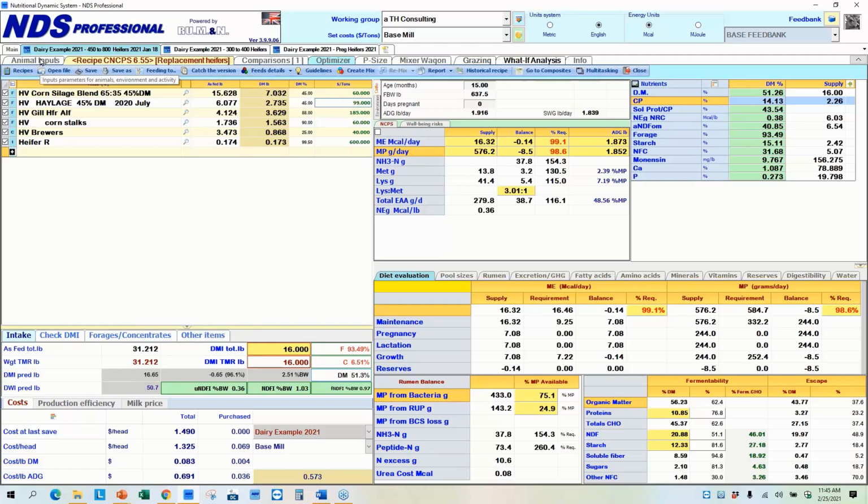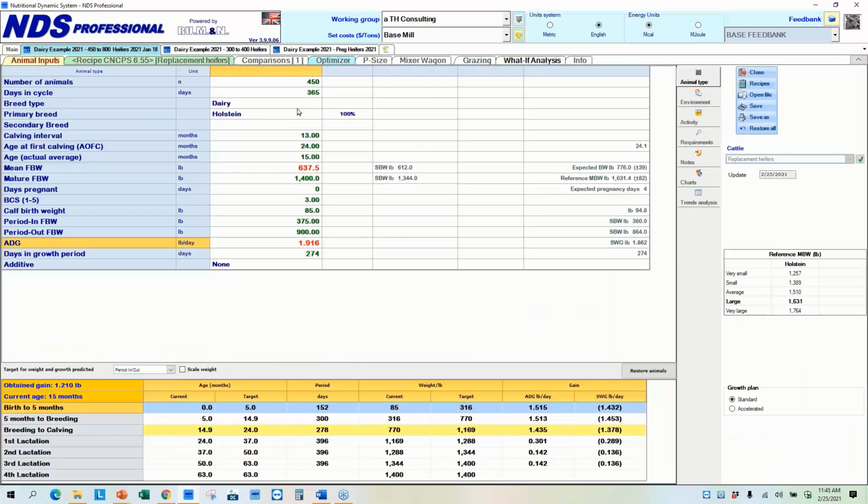We did talk about this last Thursday, but the animal inputs is huge, and this is something that, as dairies get bigger, there's more groups of heifers to feed, and the smaller or the less intense management style, you may have to take some averages and look at those averages across that heifer program.